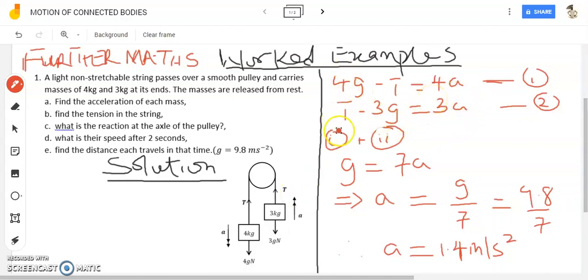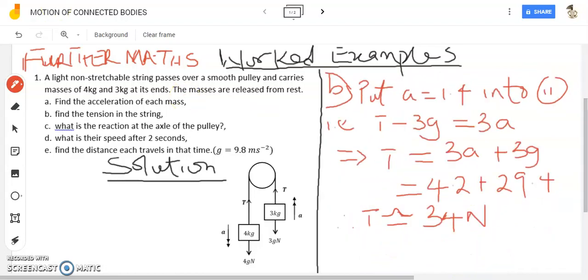Now, solving these two equations simultaneously by elimination method, we should have g equal to 7a, and that makes the acceleration 1.4 meters per second squared.